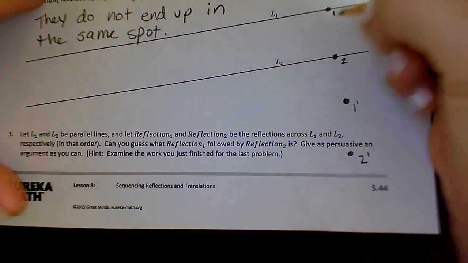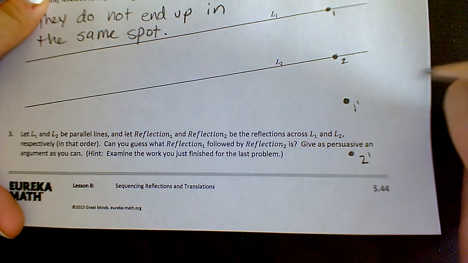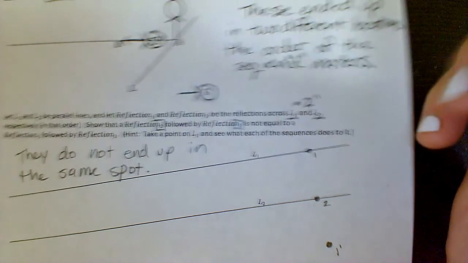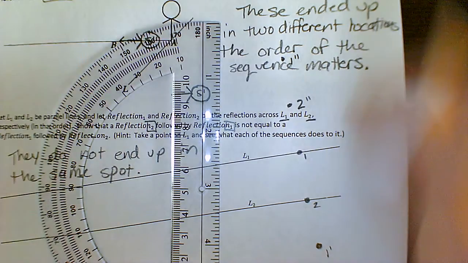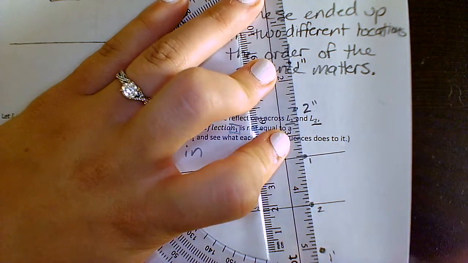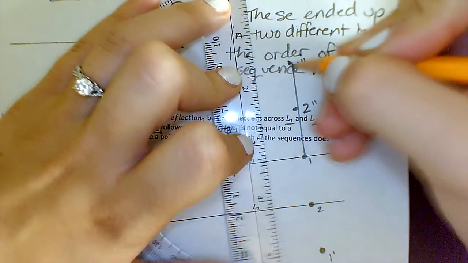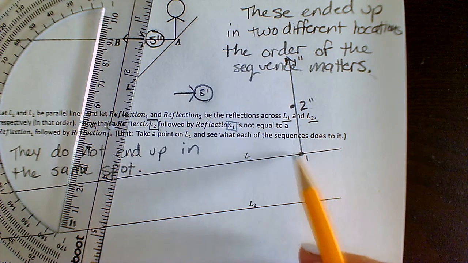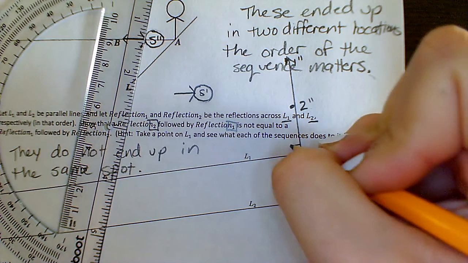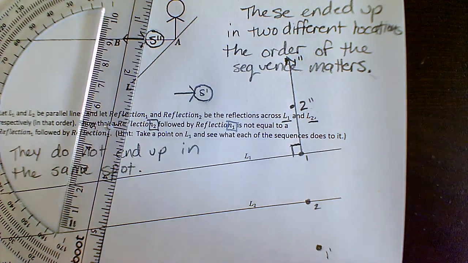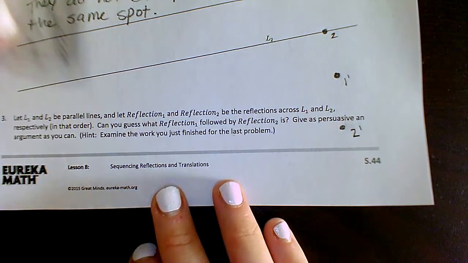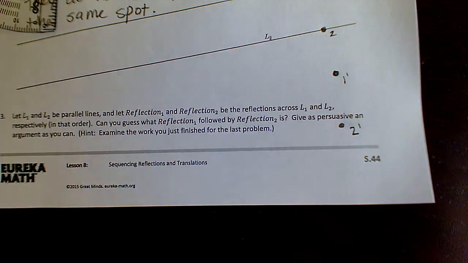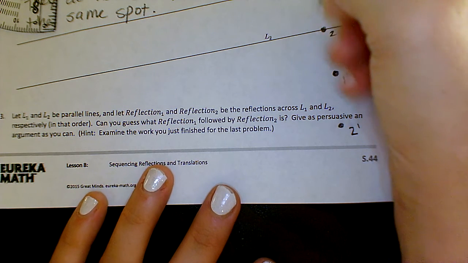Well, if we were to take 1 and 2 and then slide them up to match with those, we could use a translation instead of a reflection, and we would translate them along a vector that would go from 1 to 1 double prime. You may notice that this line looks perpendicular, like it creates a right angle. So down here in number 3, can you guess what a reflection 1 followed by a reflection 2 is? That was the first one.